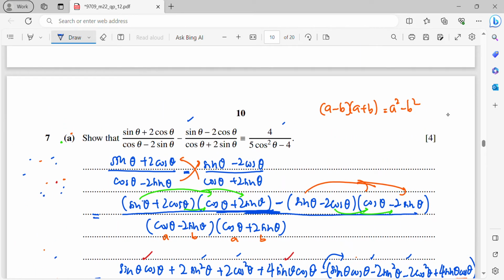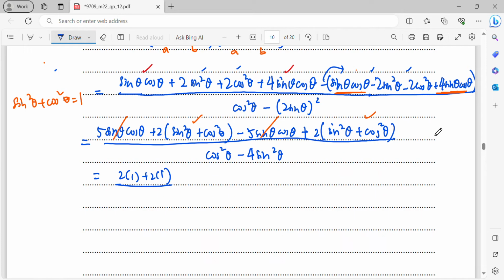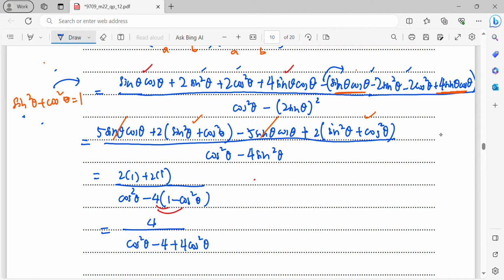Now, when we look at the question here, we need cos squared theta in the denominator. We do not need the sine squared. So now I have to change. According to this identity, sine squared theta is 1 minus cos squared theta. So I will get cos squared theta minus 4 bracket 1 minus cos squared theta. Okay, then now my numerator is 4. Now my denominator, just do the expansion. Then I will get cos squared theta, so minus 4 times 1 is minus 4. Minus 4 times minus cos squared is plus 4 cos squared theta.